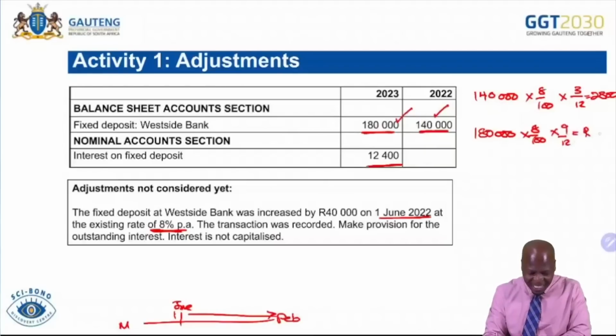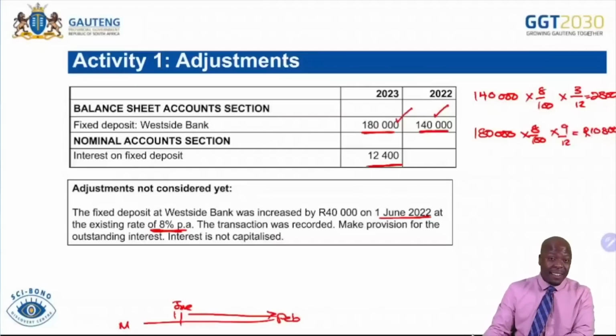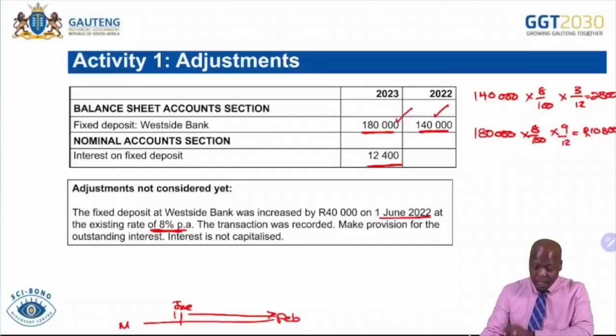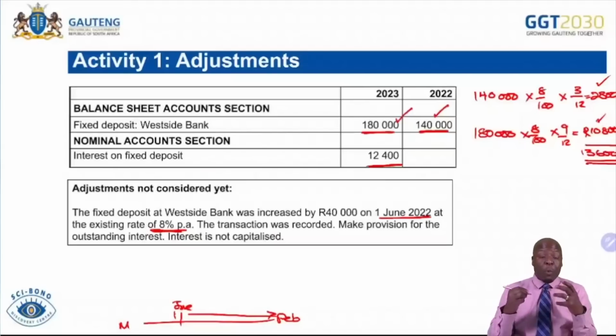Let's see those calculators again quickly. How much do you get? 10,800. Therefore, for the first 3 months, we earned interest of 2,800. For the next 9 months, we earned interest of 10,800. For the entire year, we have earned interest of 13,600. This is the total interest that we've earned in this financial year.